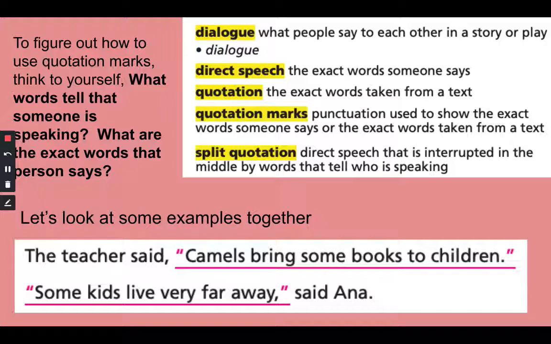In the second sentence, "Some kids live very far away," said Anna. The dialogue comes first and then the who said the sentence comes at the end. So in this sentence, we start with the quotation marks and still start with a capital letter to start the sentence. At the end of the dialogue, there is not a period. We use a comma inside of the quotation mark, and then the rest of the sentence, "said Anna," period.